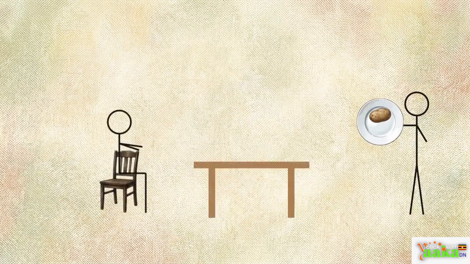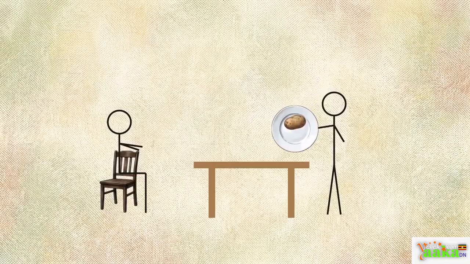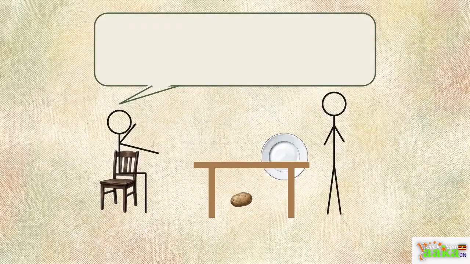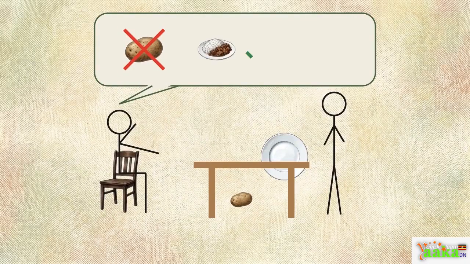Let's put everything together. Imagine the waiter brings you an uncooked potato instead of the rice you asked for, and it rolls off the table. You can now say, sili kiazi, naomba wali, kiazi kiko chini ya meza. I am not eating a potato. I would like rice. The potato is under the table.